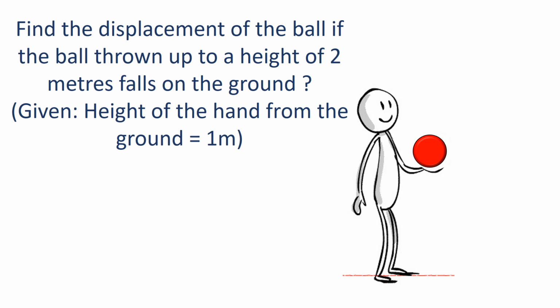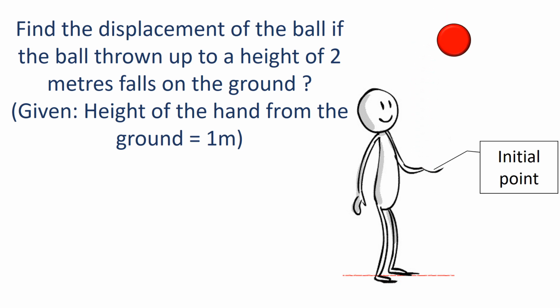Which is the initial point here? It is a hand. The boy's hand is the initial point. And the distance the ball goes up is 2 meters. But from the hand to the ground, it is 1 meter. It is given in the question as 1 meter. Is that clear? So, the initial point is his hand. From the initial point, the ball goes up and it is falling onto the ground.